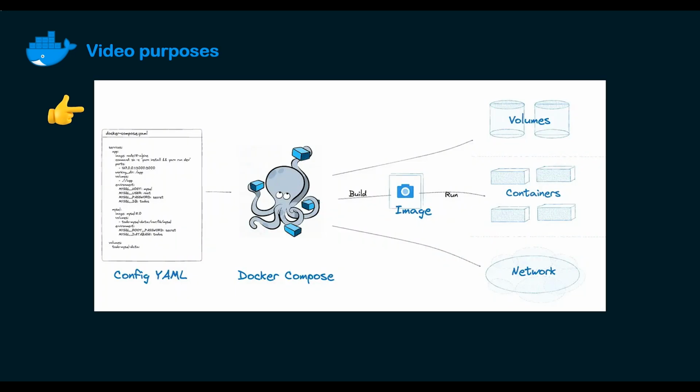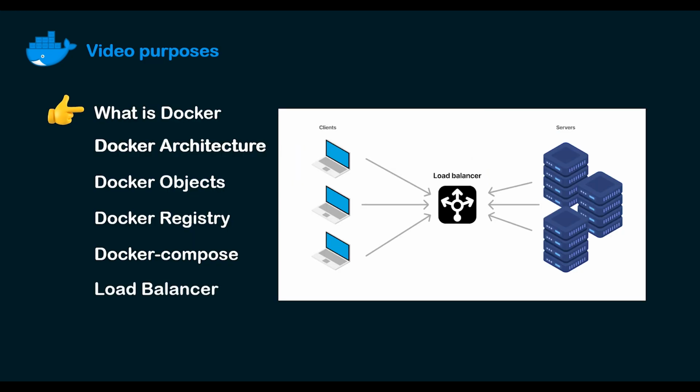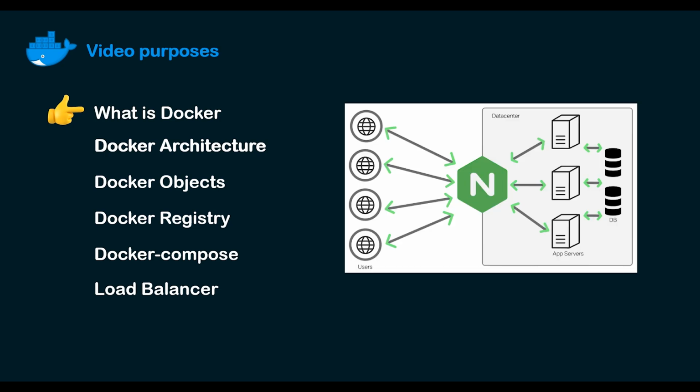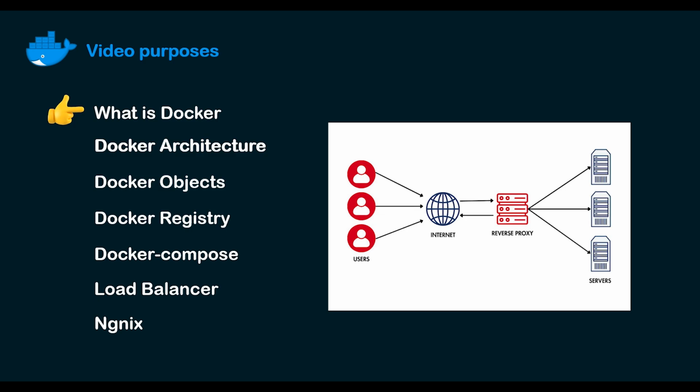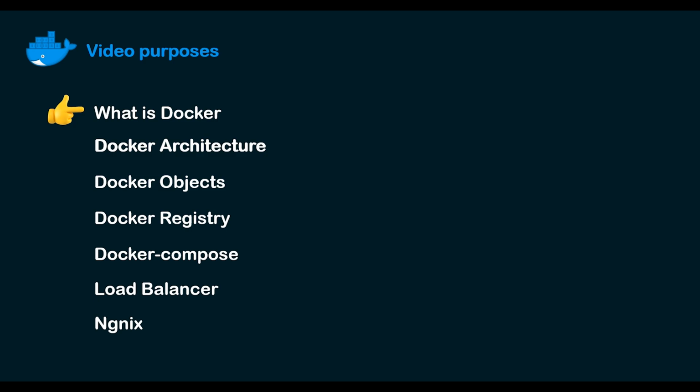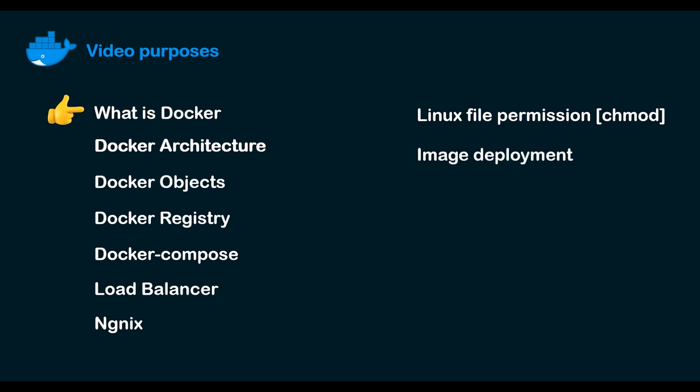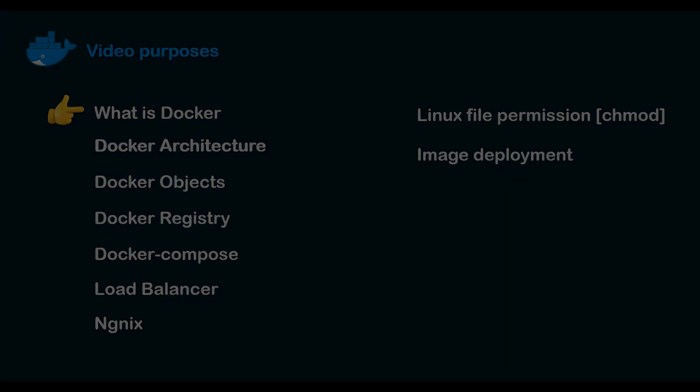We are going to talk about Docker Compose, a tool that allows you to manage and run multiple containers at a time. We are going to talk about load balancers, a tool that allows you to distribute multiple requests evenly to servers. We are going to talk about Nginx, which is a popular web server that we're going to use as a reverse proxy. And we're going to talk about file permissions in Linux using the chmod command. And finally, we are going to deploy our app to DigitalOcean. That being said, let's get started.